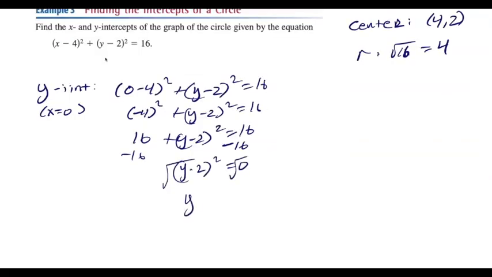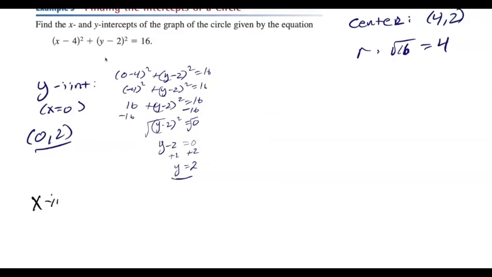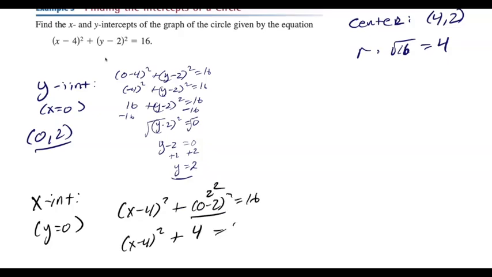Square root. I get y minus 2 equals 0. Add 2 to both sides. Y equals 2. That's my y-intercept. My y-intercept is going to be at 0, 2. If I want the x-intercept, you're just going to set y equals 0. We're going to get x minus 4 squared plus 0 minus 2 squared equals 16. I'm going to go a little faster. This is 2 squared. That's 4 equals 16.